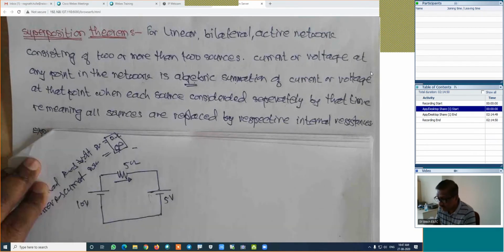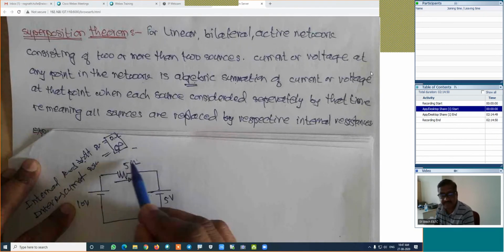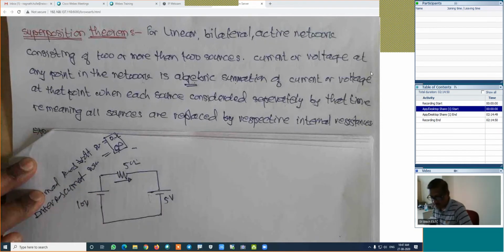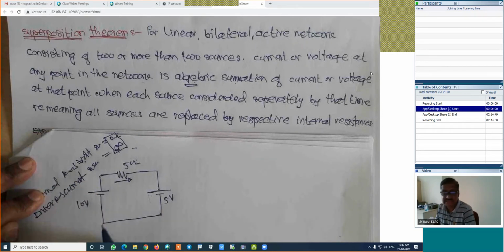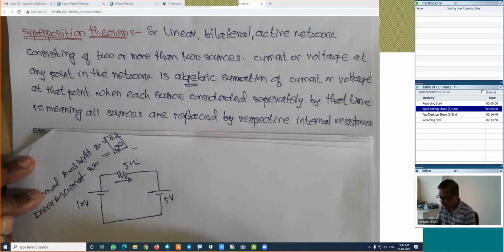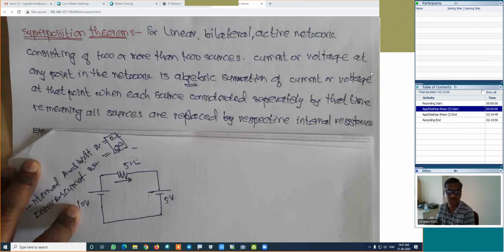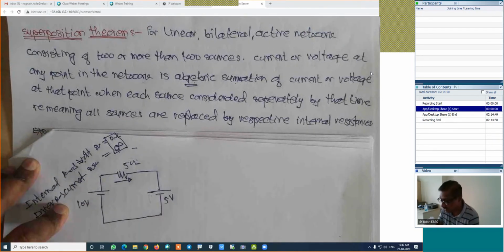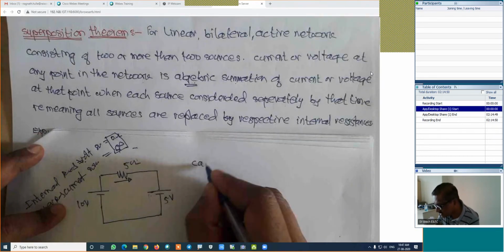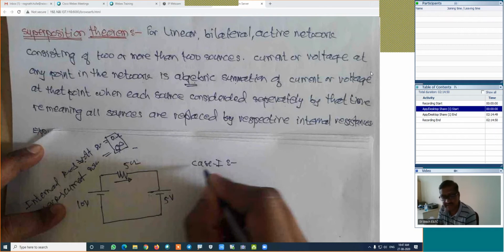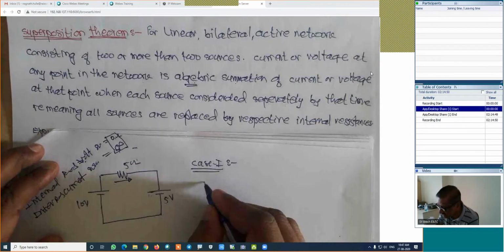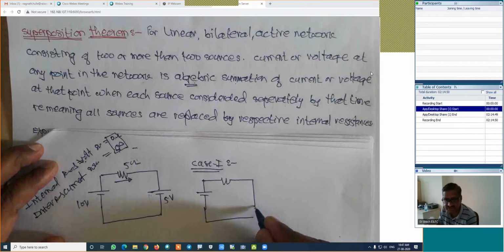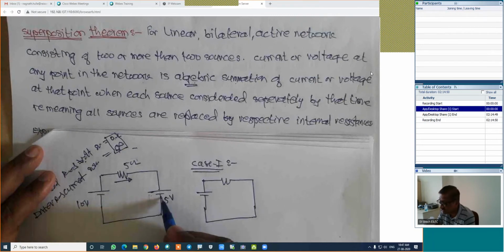So here in this case, we have to calculate the current in the resistance as many times as the number of sources available in the network. If we have 2 sources in the network, we have to calculate the current 2 times: first by considering 10 volt, then by considering 5 volt. I will consider case 1. Try to understand the philosophy first. Don't write anything. Case 1. In the first case, we will consider the first source and replace the second source by its internal resistance. How much is the internal resistance of the voltage source? 0.